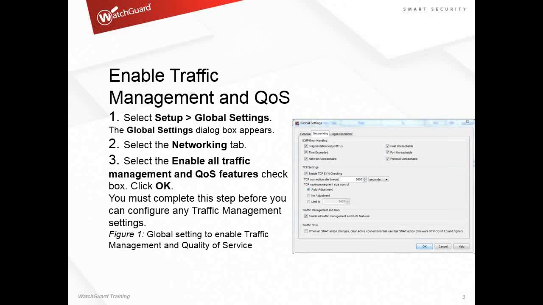So the first thing that we need to do is enable traffic management in QoS. Globally in the policy, under global settings, we need to ensure that traffic management is set up and that it can be interjected into the policies. As you see down in here, it's just a simple checkbox. You go into the networking tab, enable all traffic management in QoS, and click OK. Now this just turns it on globally.